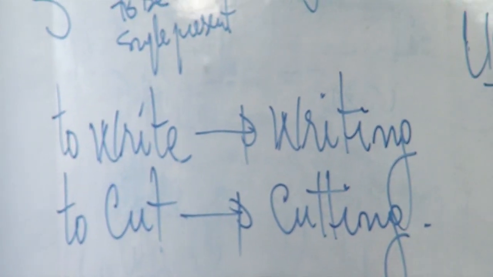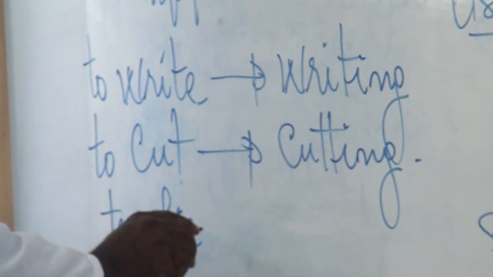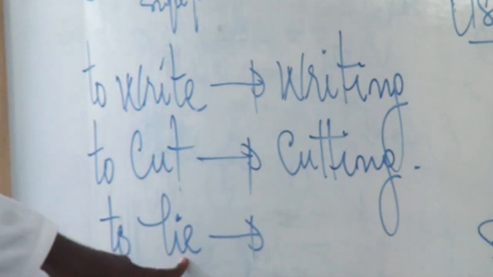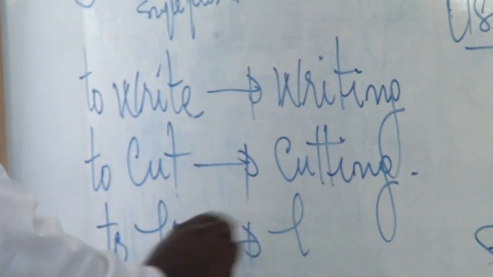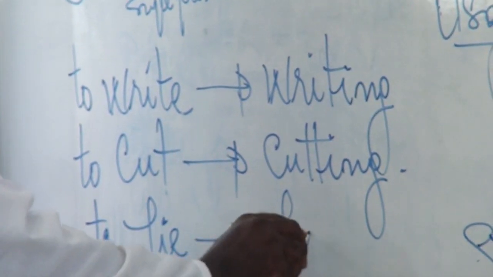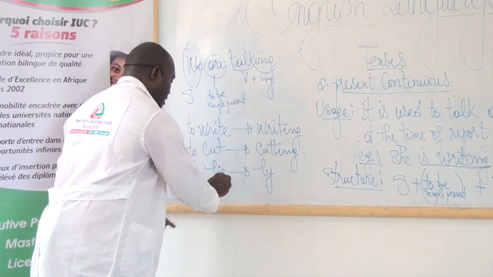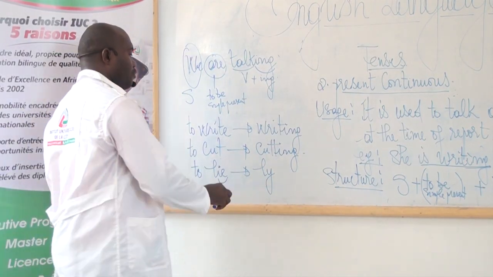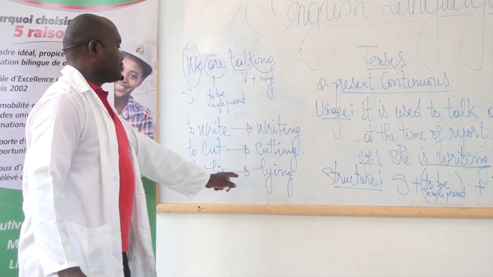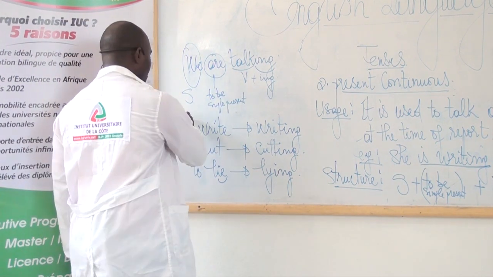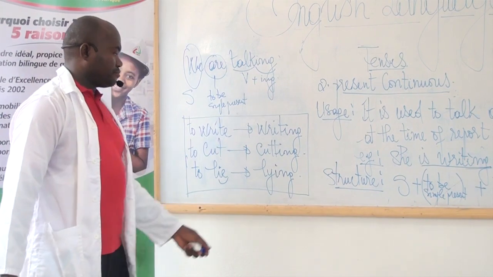Now, if you come across a situation whereby the verb ends with ie, here what do you do? We will have to replace the ie with y. So we replace ie with y. Then what do we do? We add now ing. So we need to be very careful with the gerund form of the verb.